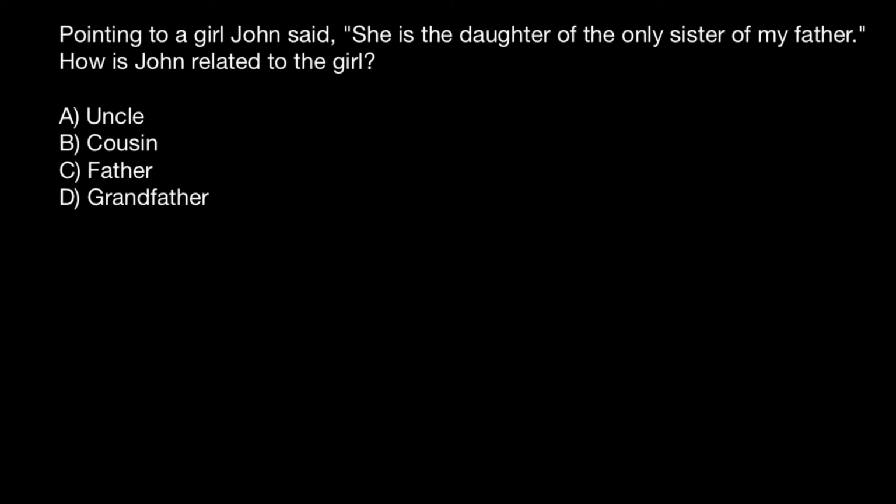It is very easy. I hope everyone would be able to solve it. So here is the problem. Pointing to a girl, John said, "She is the daughter of the only sister of my father." How is John related to the girl?